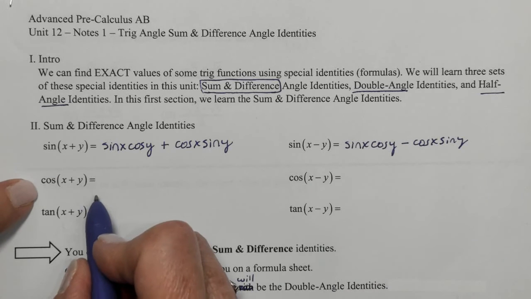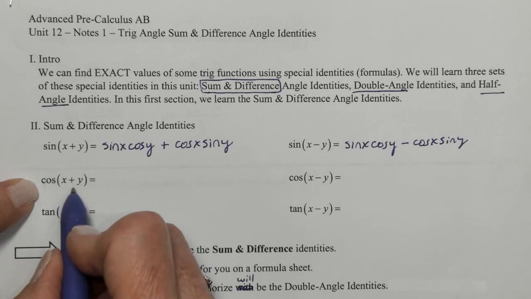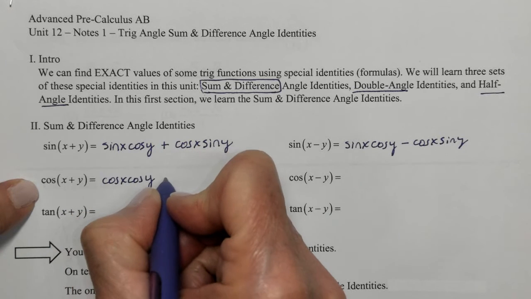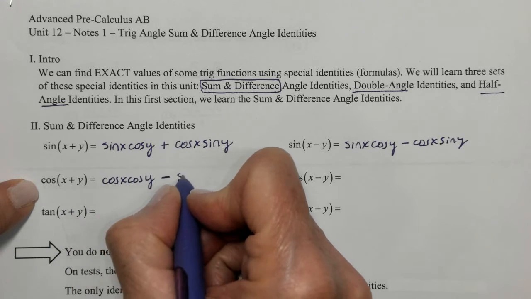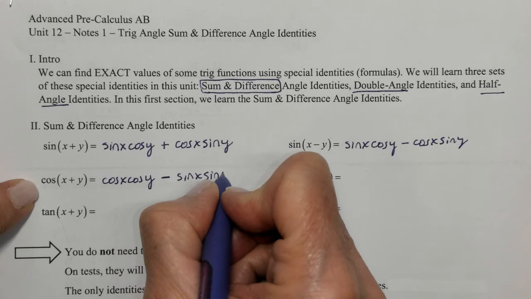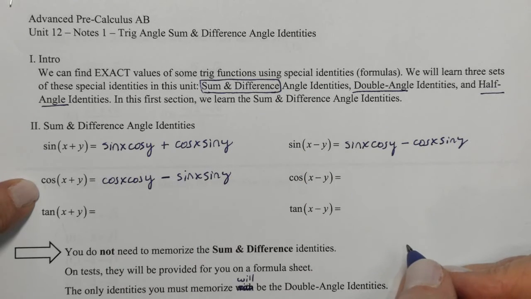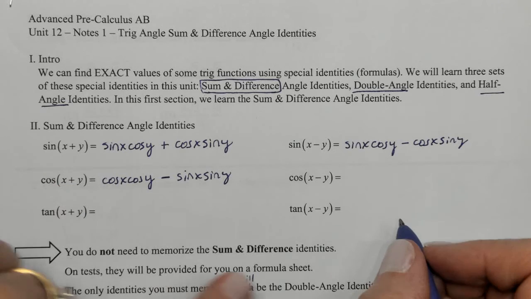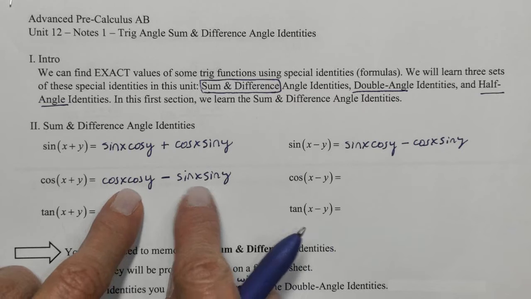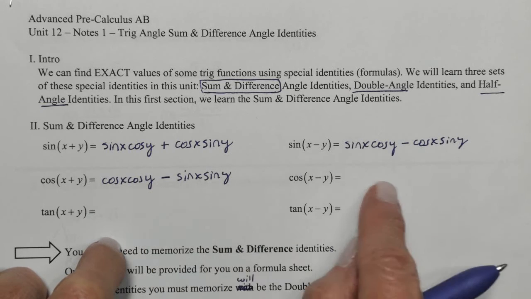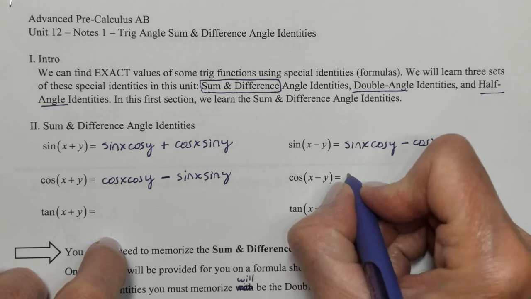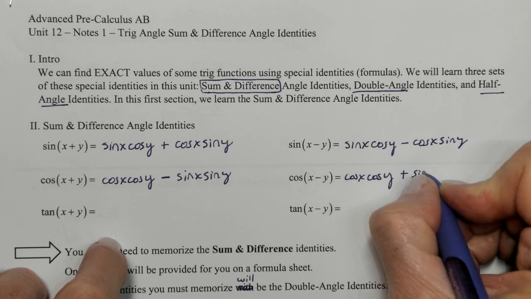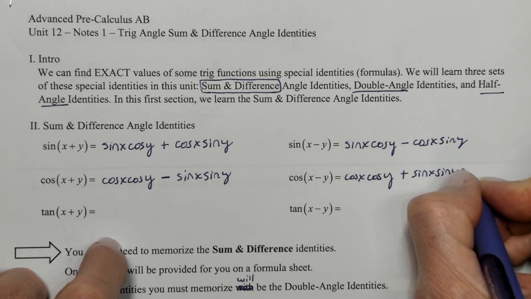The identity for cosine of a sum of 2 angles is cosine x cosine y minus sine x sine y. That's the identity for a cosine of a sum of 2 angles. And for the difference, it's the exact same thing, except instead of a minus, we're going to have a plus in between them. So cosine x cosine y plus sine x sine y.